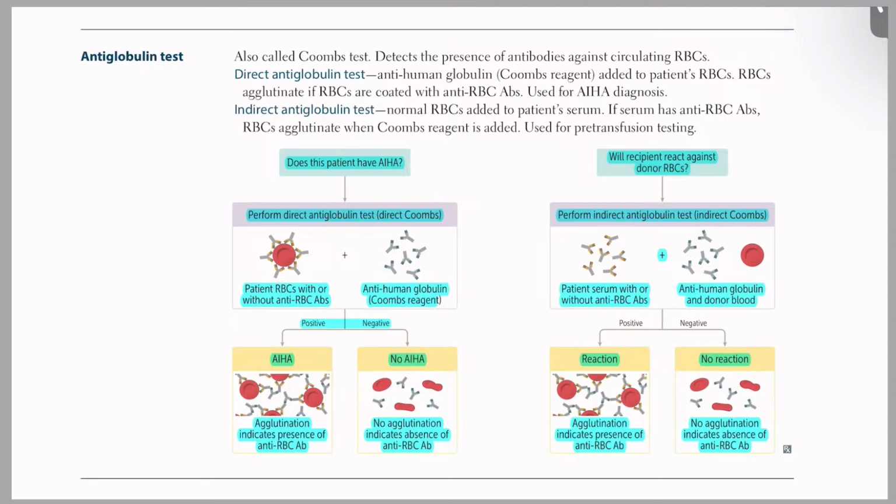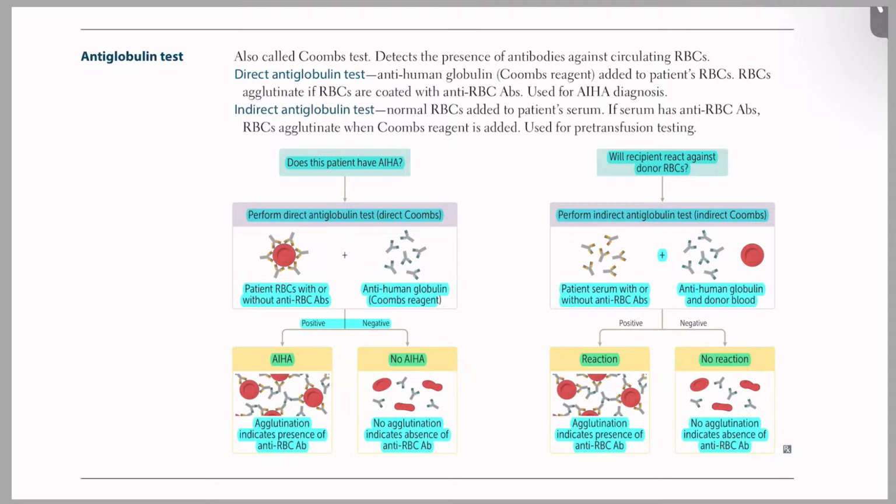Indirect antiglobulin test. Normal RBCs are added to patient's serum. If serum has anti-RBC antibodies, RBCs agglutinate when Coombs reagent is added. Used for pre-transfusion testing.